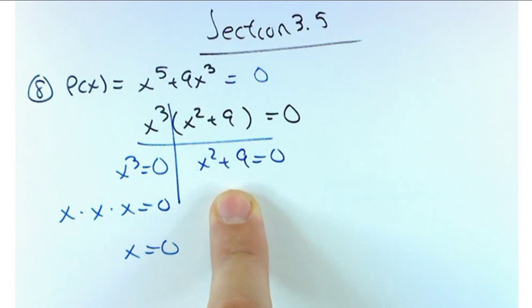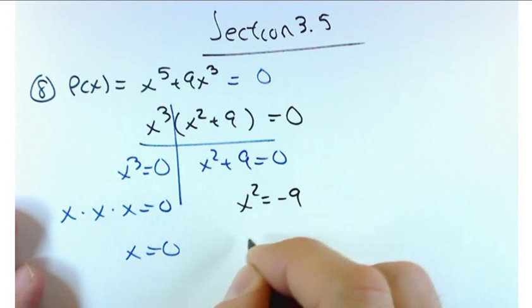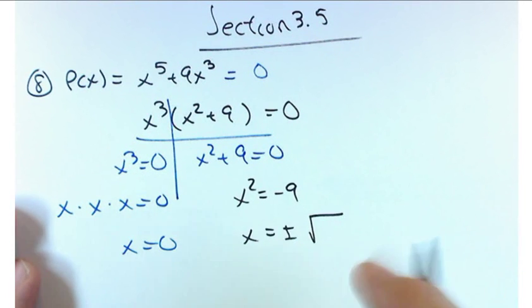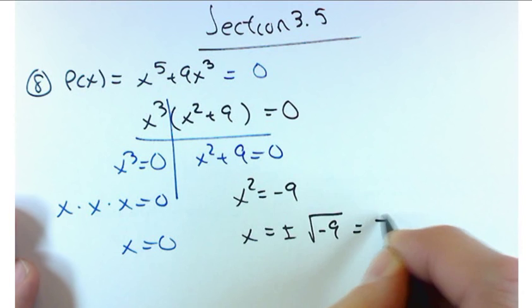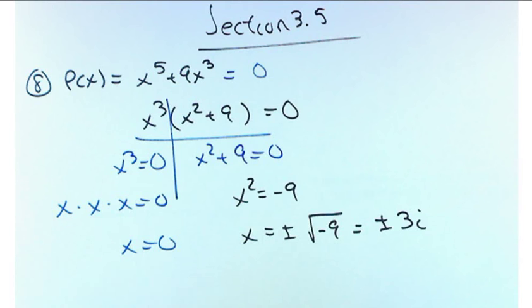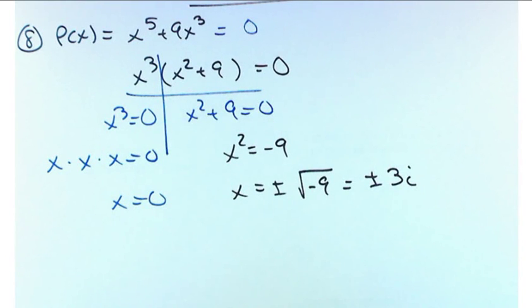But how about here? Where does this equal 0? Well, x squared equals negative 9. X is going to be plus or minus, and please don't forget the plus or minus, the square root of negative 9. What's the square root of negative 9? 3i. So we got two complex roots. One at positive 3i and one at negative 3i. Okay. Now that makes sense because we've accounted for the roots at x equals 0. There's 3 of them. That means there's going to be 2 more that are kind of unaccounted for.